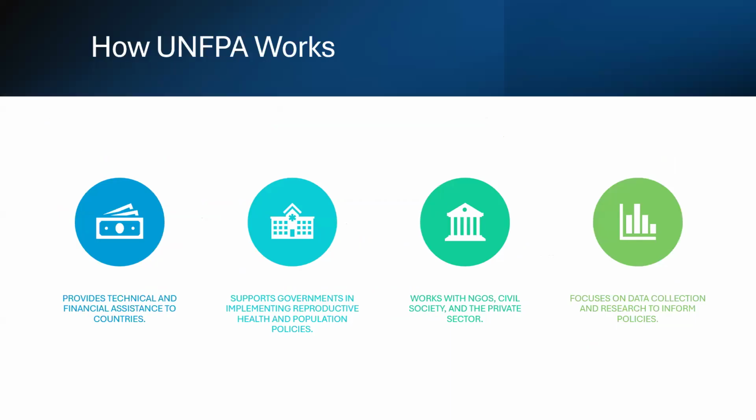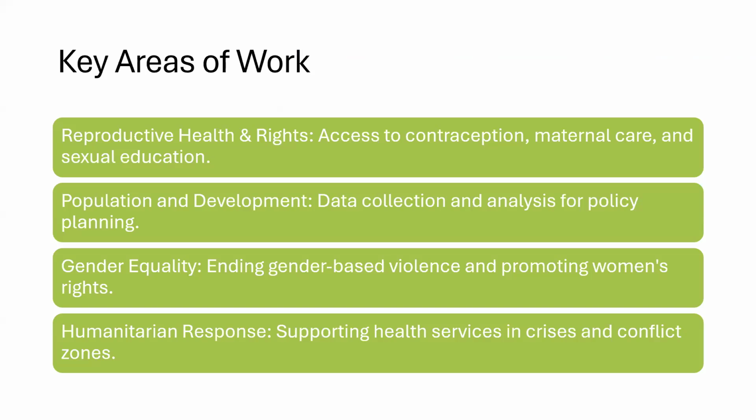So now we come to how UNFPA works. Number 1, it provides technical and financial assistance to countries. Number 2, it supports governments in implementing reproductive health and population policies. Number 3, it works with NGOs, civil society, and the private sector. And lastly, it focuses on data collection and research to inform policies.